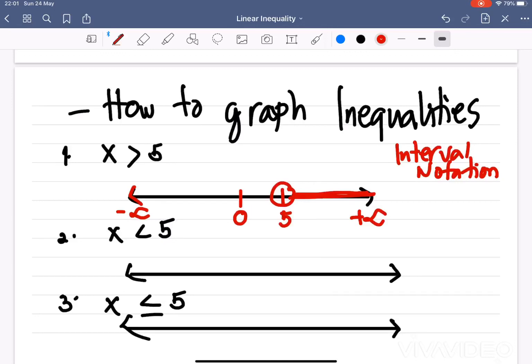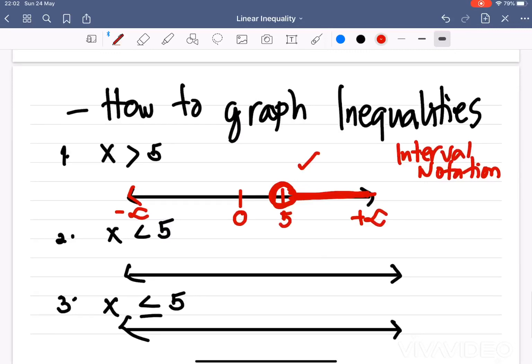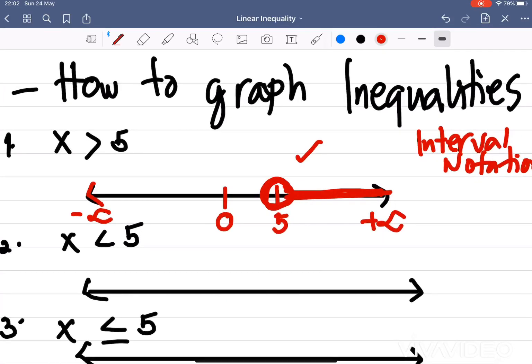So this is the graph of the inequality, with an open circle and shaded to the right, which means that our x is greater than 5. Now, how do we write it in interval notation? In interval notation, we are going to use two symbols, the parenthesis and the bracket. When are we going to use parenthesis and bracket? This open circle means that we are going to use parentheses.